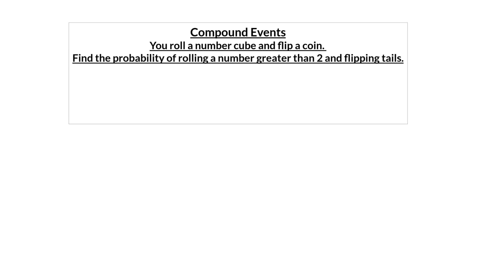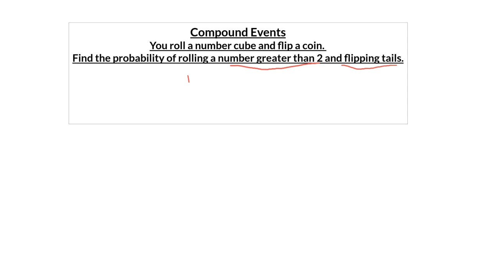In this video, we will learn how to determine the probability of compound events. The events we're going to be looking at are rolling a number cube and flipping a coin. It says find the probability of rolling a number greater than 2 and flipping tails. The first thing we want to do is find the probability of each event.